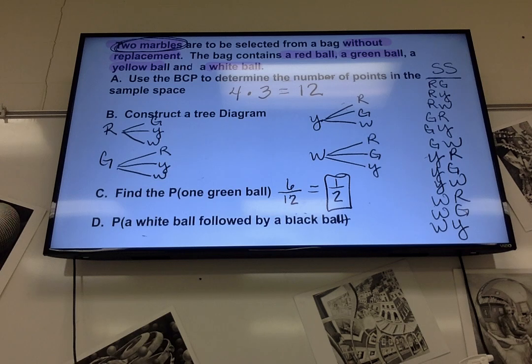What's the probability that you first pick a white ball and then a black one? 0. Yeah, 0. There are no black ones. So it'd be 0 out of 12, which just reduces to 0 because it's not happening. That's impossible. Remember, 0 is impossible.